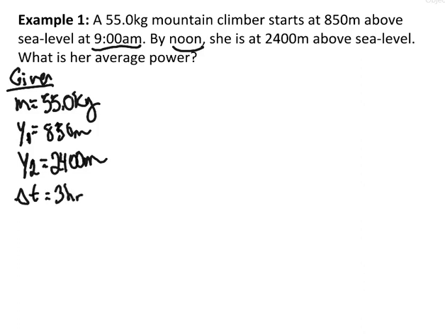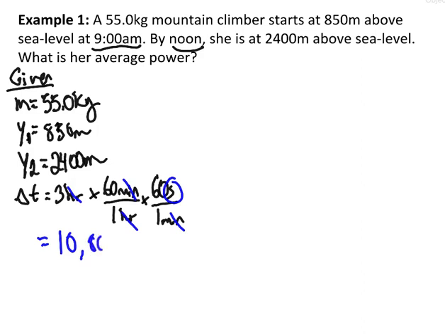Now, right away, notice that that's not an SI unit, so I'm going to convert that 3 hours. So 3 hours, there's 60 minutes in an hour, and there's 60 seconds in a minute. So that lets me cancel out the minutes here, cancel out the hours there, and I get units of seconds at the end of the day. So it'll be 3 times 60 times 60, which is 10,800 seconds. So that's the delta T.